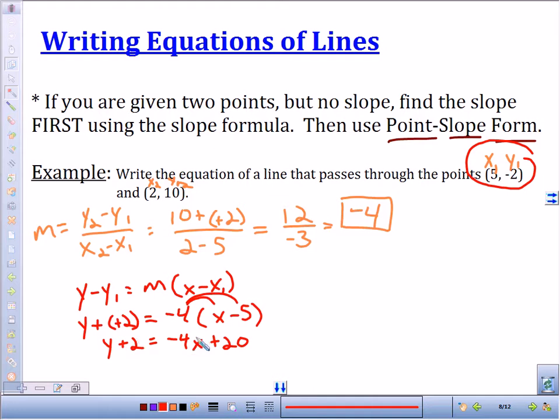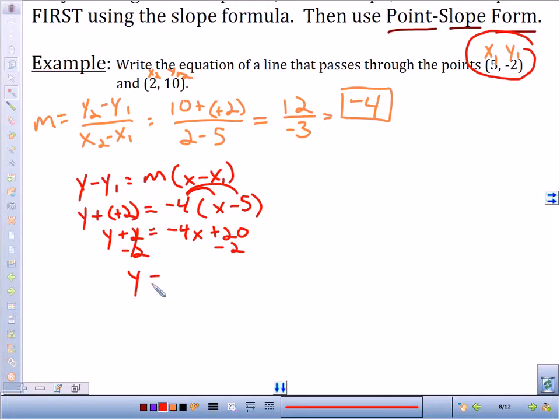My next step is to solve for y. So I subtract 2 from both sides. That leaves y on the left. Negative 4x plus 20 minus 2 is plus 18. So my equation is y equals negative 4x plus 18.